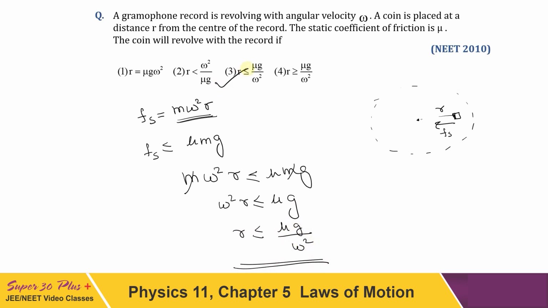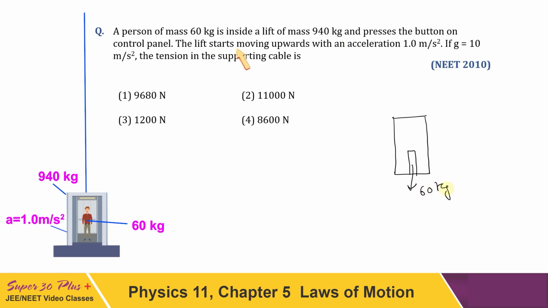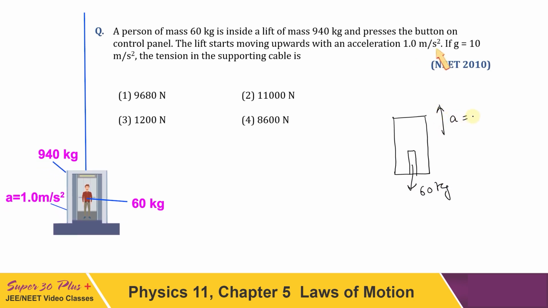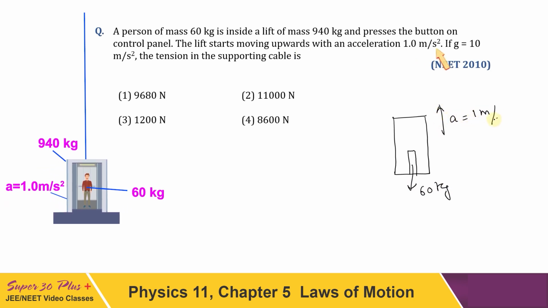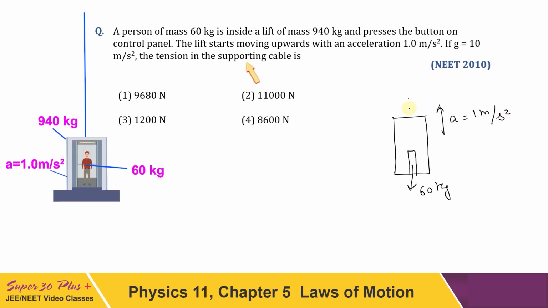So this is correct. A person of mass 60 kg is inside a lift of mass 940 kg. Let's first draw the situation. The man has mass 60 kg. This is 60 kg here. And the lift has mass 940 kg. The lift starts moving upward with acceleration 1 meter per second square. A is given for the lift, that is 1 meter per second square. It is asking what the tension in the supporting cable is.